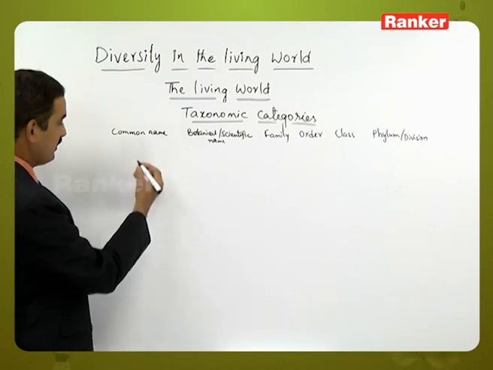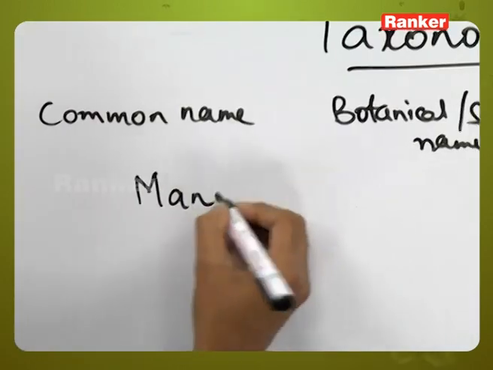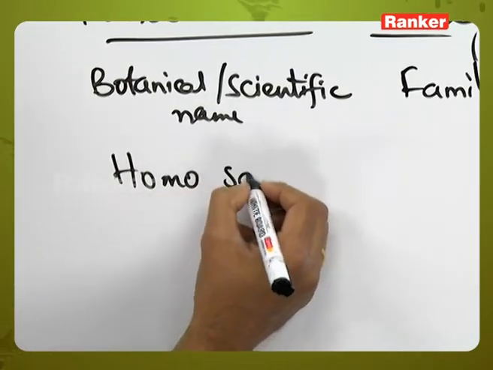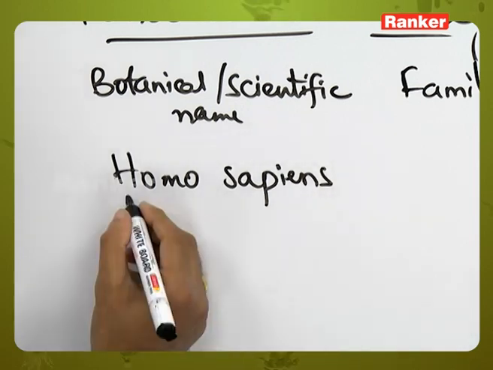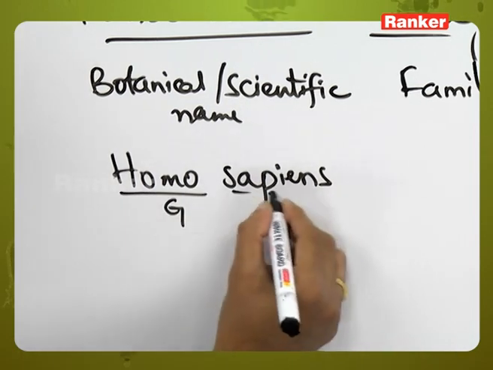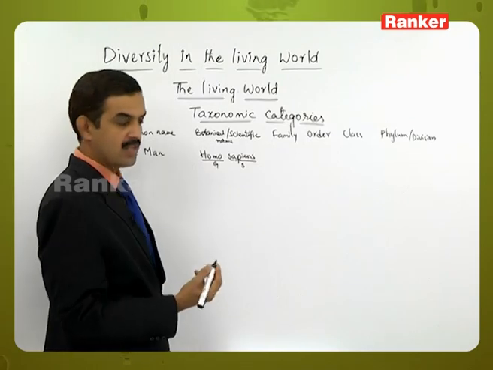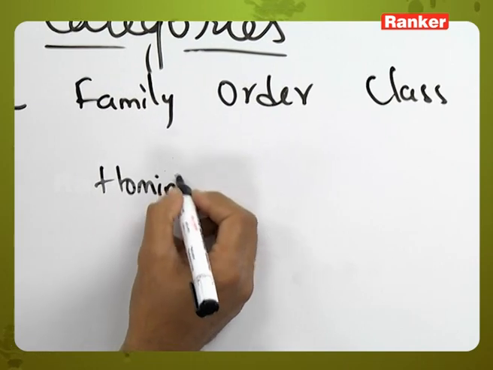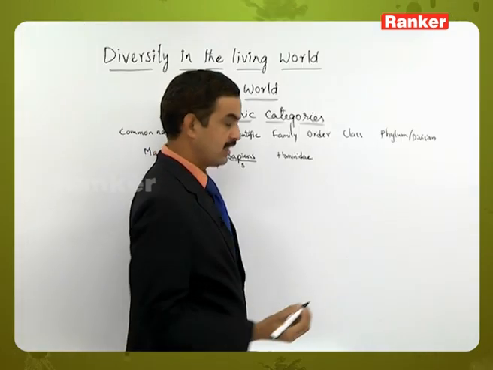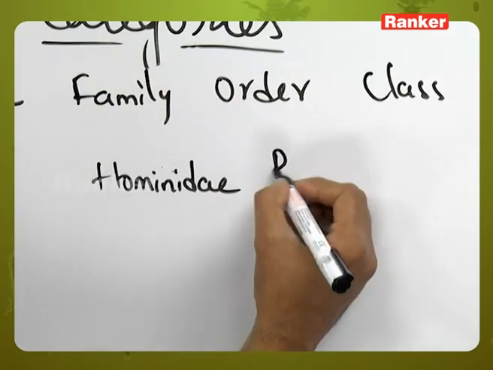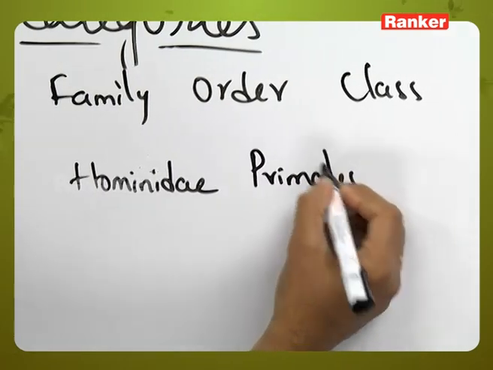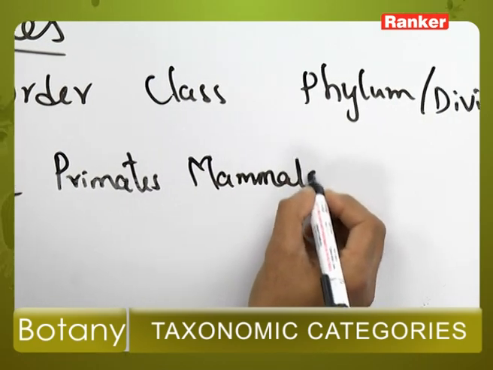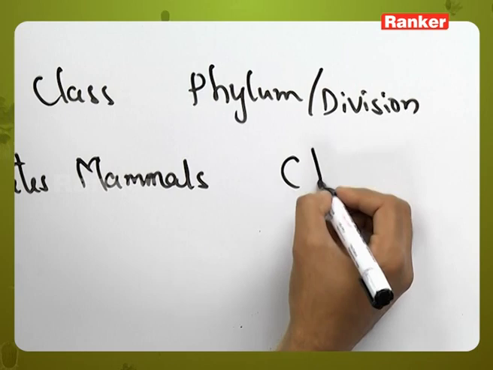Let us take the first one, man. The scientific name of man is Homo sapiens. In this, Homo is the genus and sapiens is the species, and it belongs to the family called Hominidae. Man belongs to the order Primates, class Mammals, and the phylum Chordata.